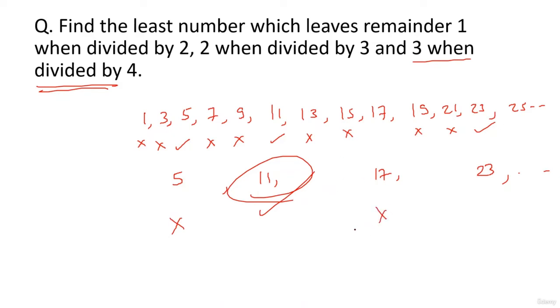17 of course will not satisfy the given condition. 17 on dividing with 4 gives you remainder 1. 4 fours are 16, remainder is 1. If we talk about 23, 23 dividing with 4, 4 fives are 20, the remainder is 3. Yes. So the next number is 23.